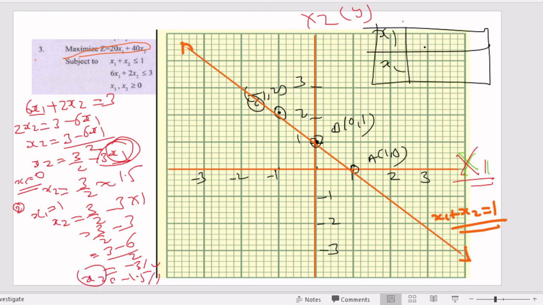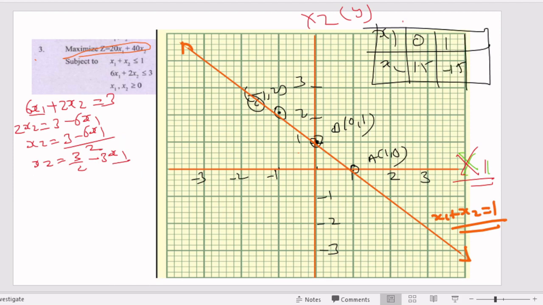First one, when x1 was 0, your x2 is 1.5. When x1 is 1, your x2 is minus 1.5. Now we need one more. So x2 is equal to 3 by 2 minus 3x1, I need to substitute some value. If I substitute half, what will happen? 3 into half, so that is 3 by 2 minus 3 by 2 equal to 0. What does it mean? When x1 is half, your x2 is 0.